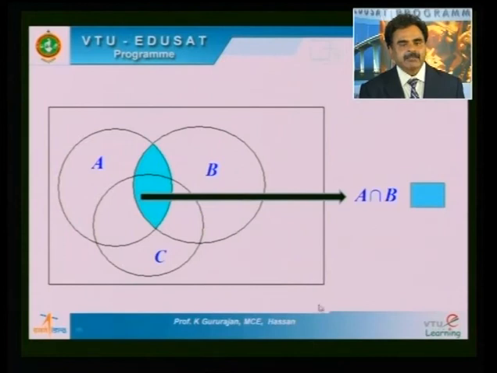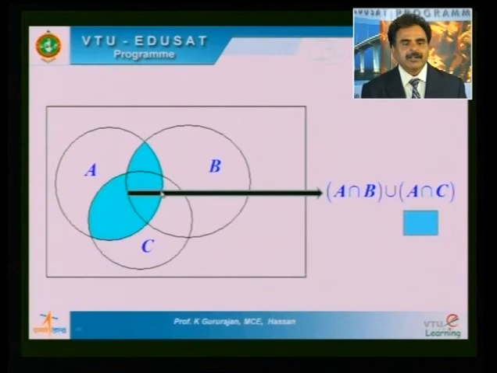Then A intersection B is the common portion to A and B, because this is A and this is B. So the common portion to A and B is this blue color region. Now we have to take the union of these two. If I take the union of these two, I will get back the same which I had for A intersection B union C. Therefore, we can claim that the membership table and Venn diagram both establish the distributive law.